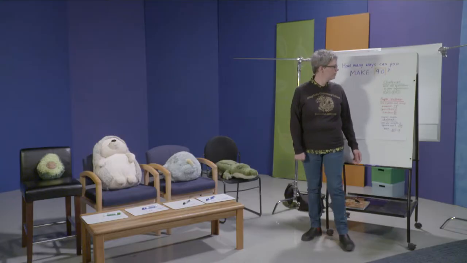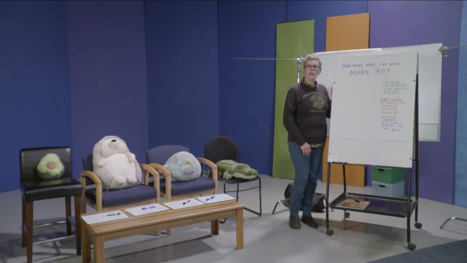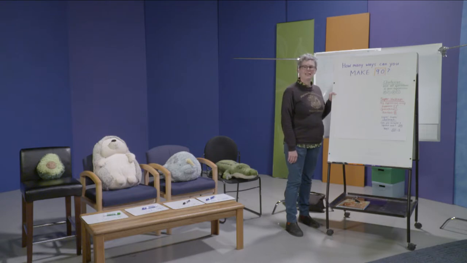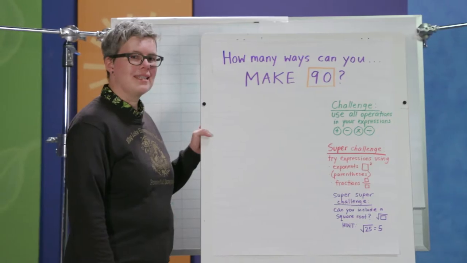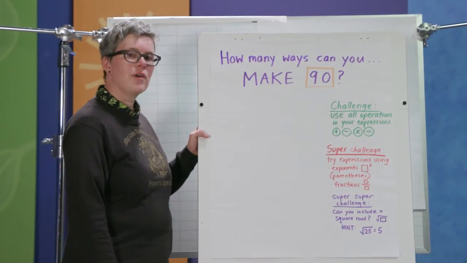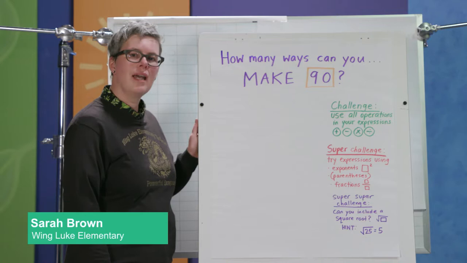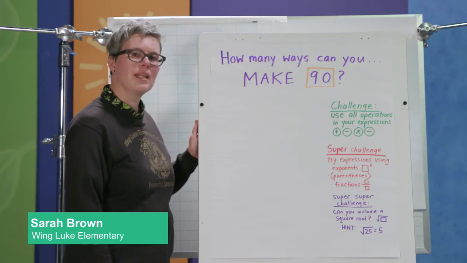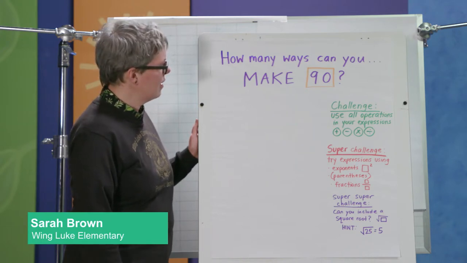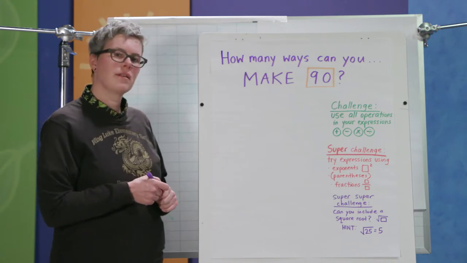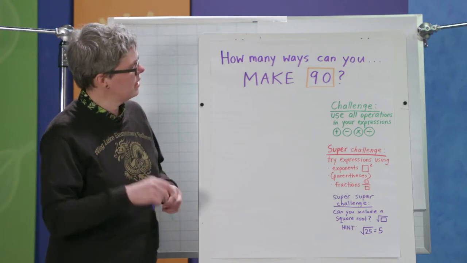Let's get going with our warm-up. So our warm-up today is going to be, how many ways can you make 90? So this is an unlimited question. There are so many different ways to make 90. Today we're focusing on structure, how mathematicians use structure. Almost all of math is taking apart numbers and then putting them back together. And if you can take apart 90, then you can put it back together. So how can we take apart 90?